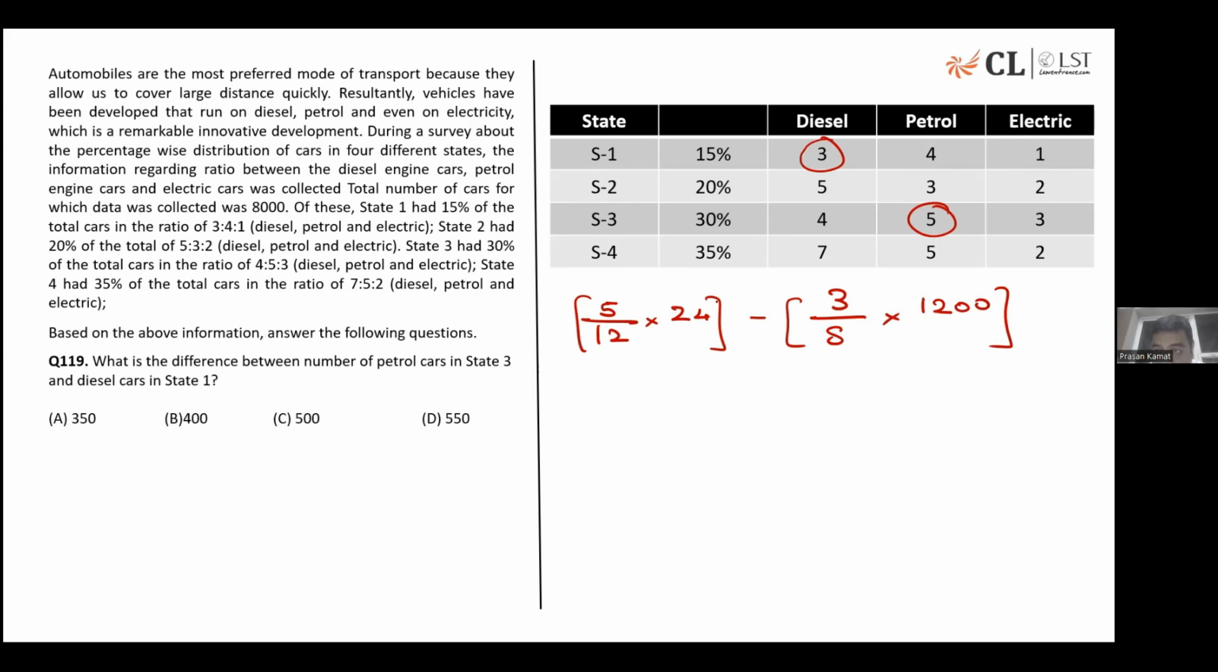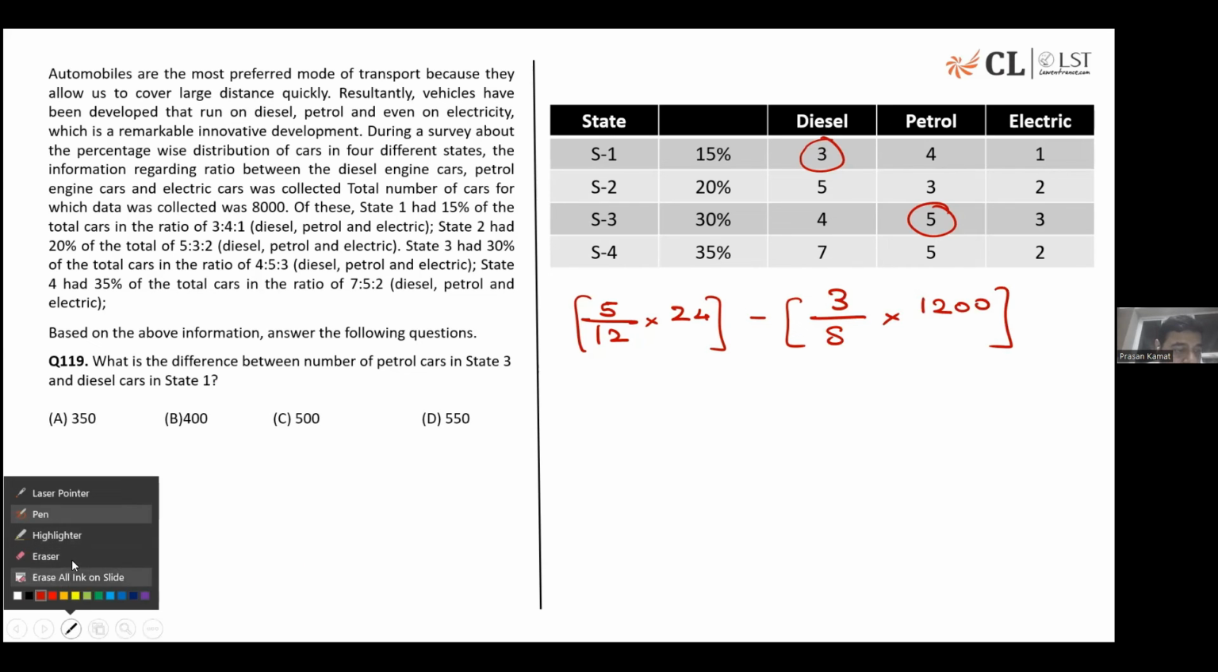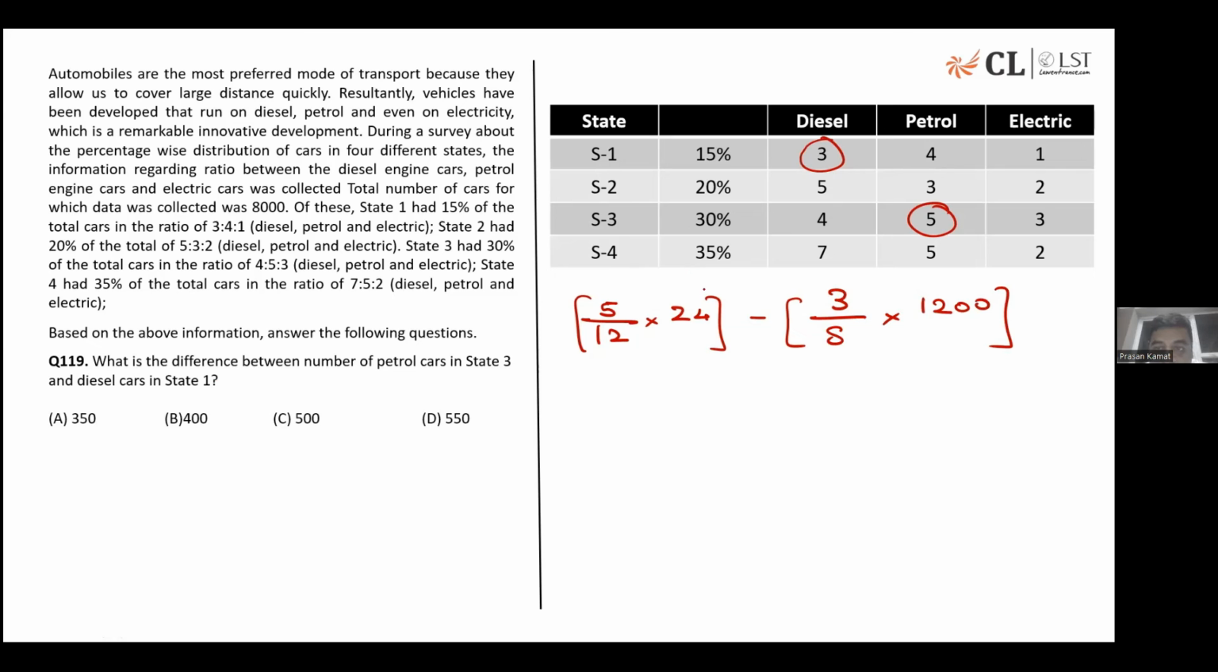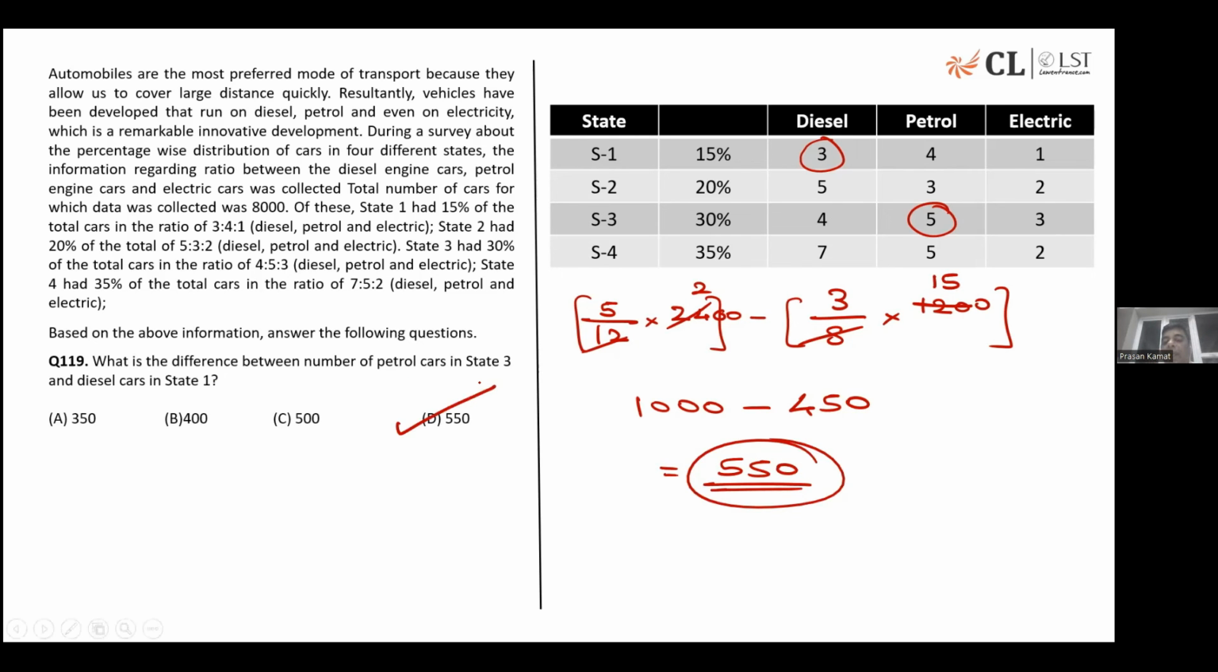Right? Okay, so let me also write here 2400. This is 2 zeros, which means 200 into 5 is 1000. And this is 15 with 2 zeros. So 150 into 3 is 450. 1000 minus 450, the answer should have been 550. I mean, even if you had not taken the 2 zeros, guys, you would have got something like 10 minus 4.5. You would have got 5.5. Even with the 5.5, you would have marked D as the answer. So for me, zeros really don't matter much.